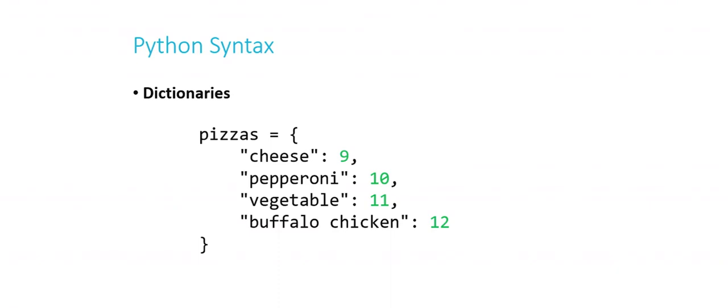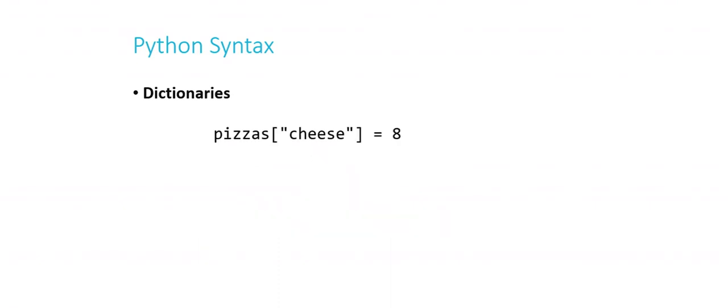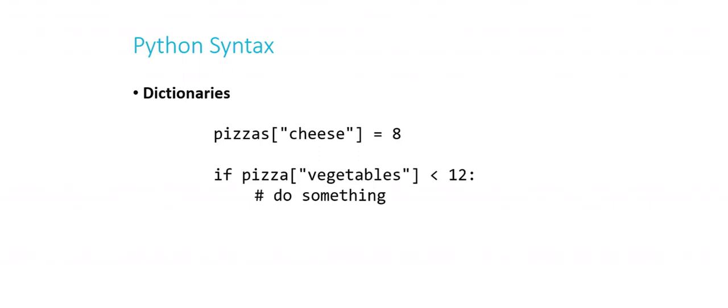I can change the value of different key value pairs in the dictionary as well. So I could say pizzas, square bracket, cheese equals 8. And now the key cheese is not associated with 9. It's associated with 8. I could use the different keys in my dictionary in Boolean expressions like this. If pizza, square bracket, vegetables is less than 12, I could do something. I can also add new key value pairs to the dictionary without having to do anything crazy. Pizza's bacon, that key didn't exist before, equals 14. Now we have a dictionary that has 5 different key value pairs in it. Again, pretty straightforward to do.